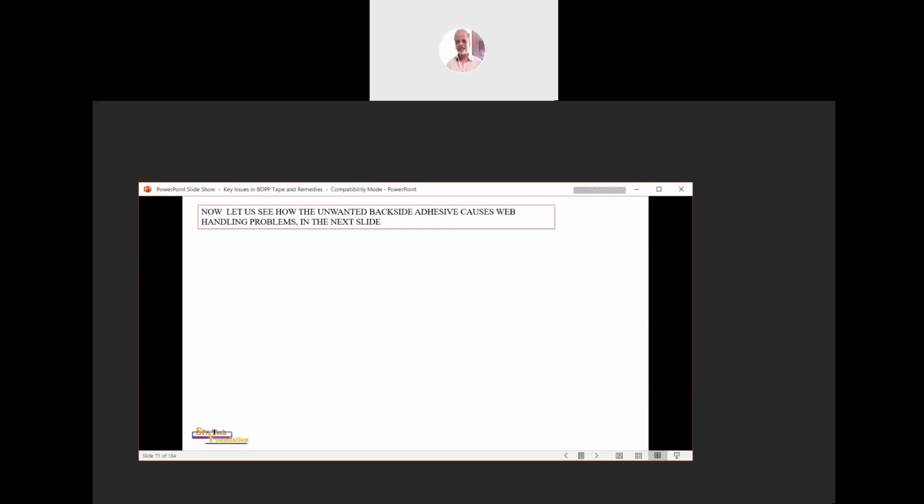So how this can cause web handling problems, you see here. Now it is quite visible at this point that the adhesive is coated on the backside. Here you can see this is the dry adhesive. All the idlers which are coming in contact with the backside of the film get the unwanted adhesive deposited. As the adhesive dries up, it starts holding the film, and that is how the wrinkles are developed. That is how the film gets stretched.